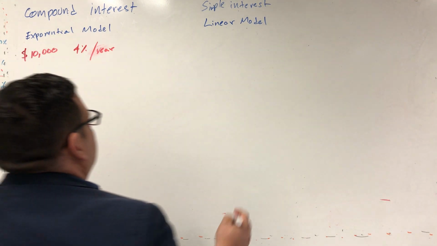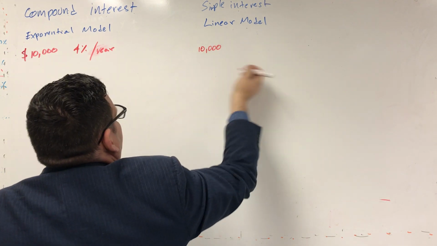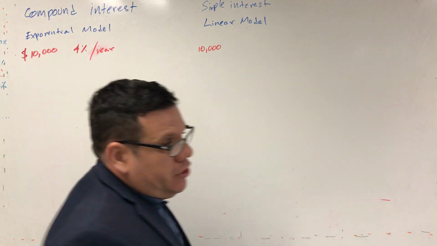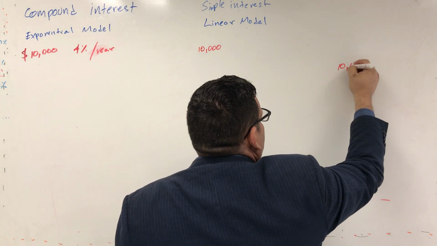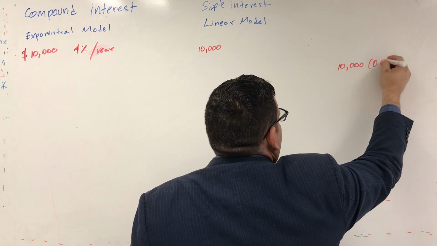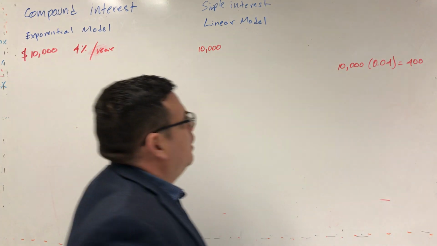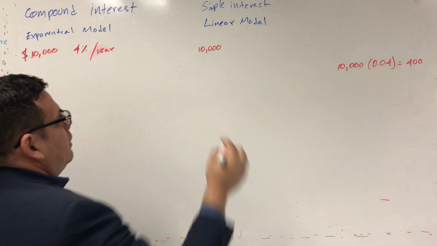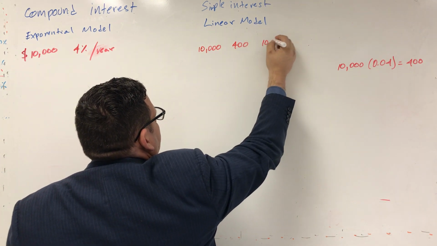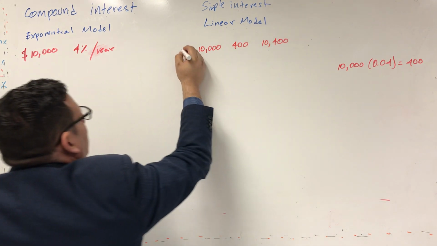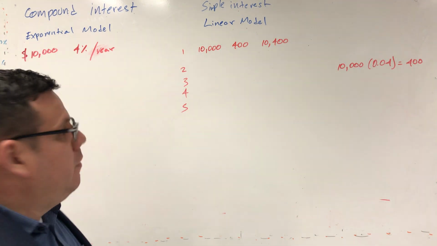In this case, I start with 10,000, and the bank offers me 4% per year. If you multiply 10,000 times 0.04, you get 400 pesos. I mean $400. I said pesos, it's dollars. And after the first year, you have this. But no matter what, you have to keep this money for 5 years.